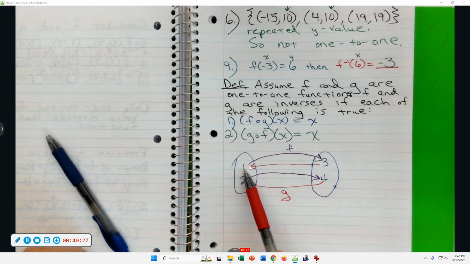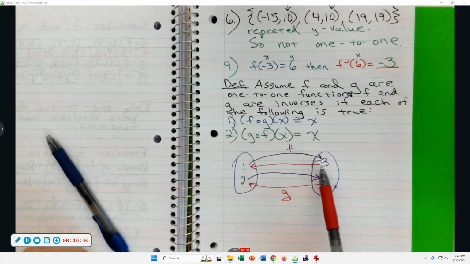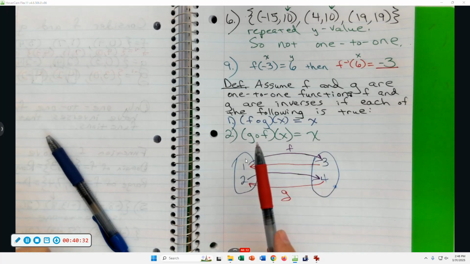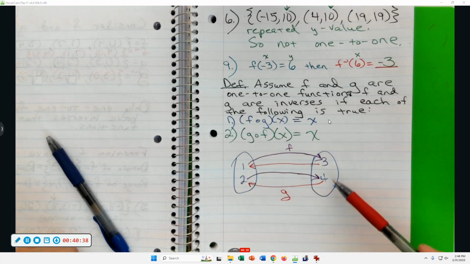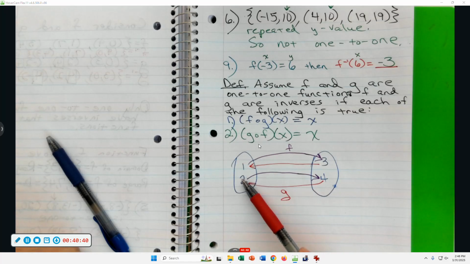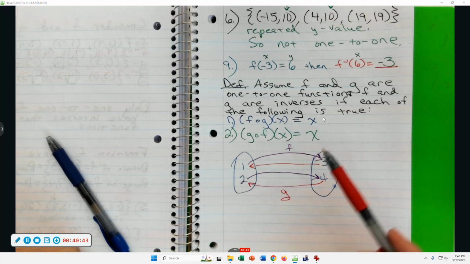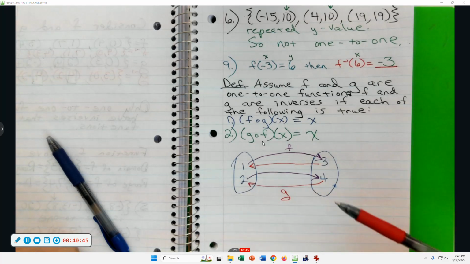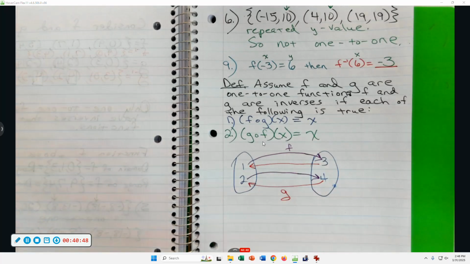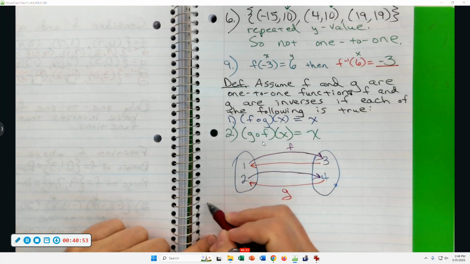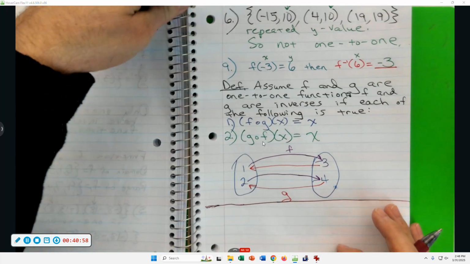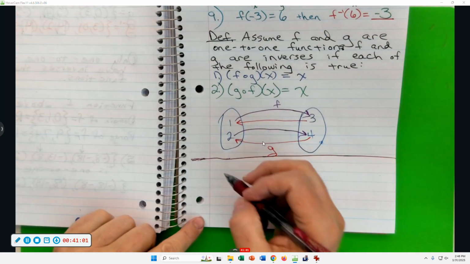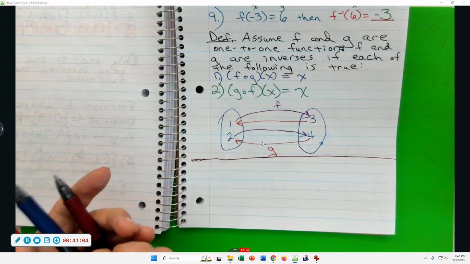Suppose we had started at 1. 1 goes to 3, 3 goes back to 1. When you perform the two functions consecutively in either order, if they're inverses, you will always end where you started. Is that clear? That's what this is saying. Like if you were driving from your house to the school, the inverse would be going the other way, from school back home. If you drove here, then drove home, you're starting and stopping at the same spot.